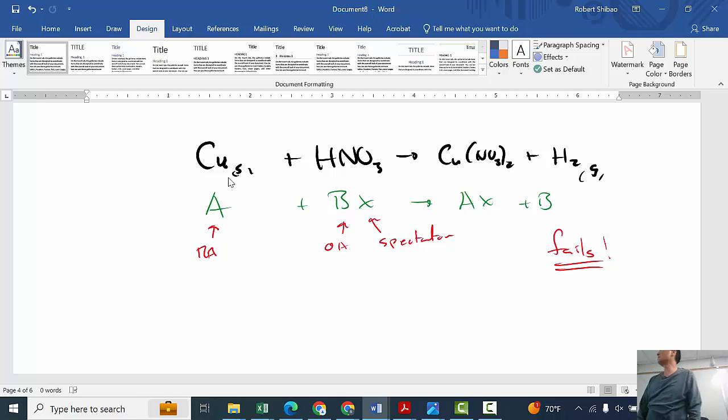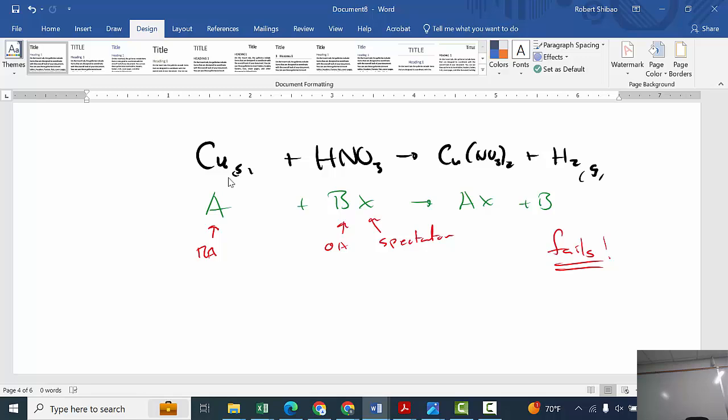So we have two types of acids. We have acids like HCl. Chloride is happy spectating. Chloride's very stable, like fluoride. So if this were HCl, then no problem. This works perfectly fine because chloride is a spectator, unreactive. Maybe it precipitates, but that's about it. But nitrate, no good.